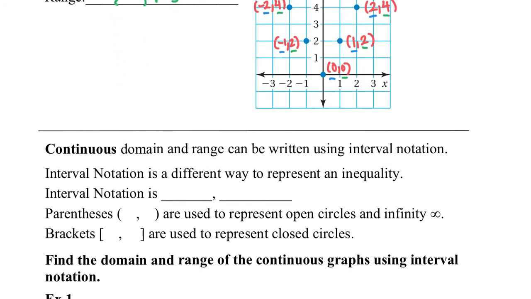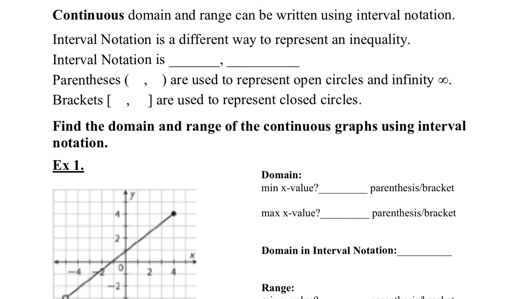Okay, now we're going to switch to continuous graphs. Okay, a continuous graph is one that's connected, so this is continuous because it's connected. I can't list all the points of this relation because there's too many points. There's millions and millions of points along this little teeny line segment. Okay, continuous domain and range can be written using interval notation.